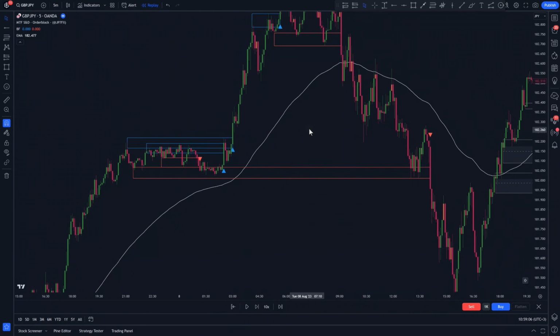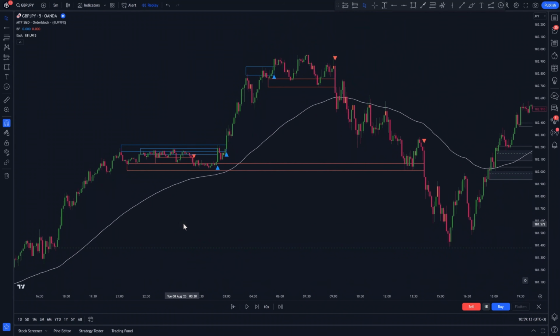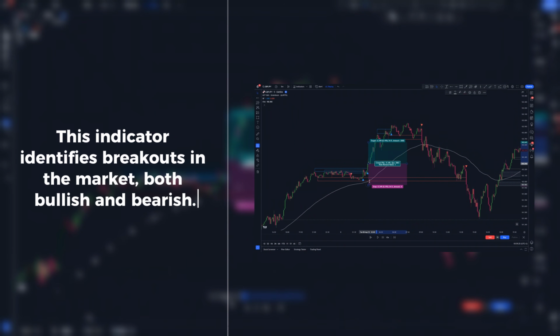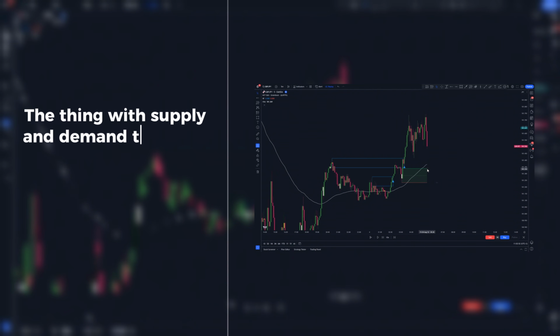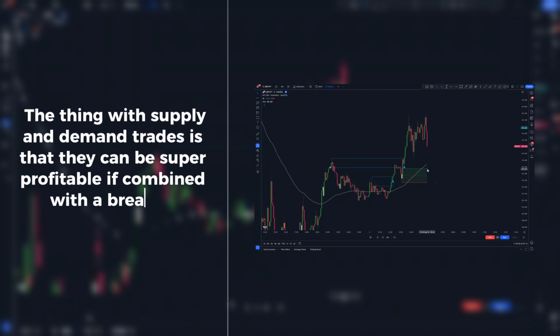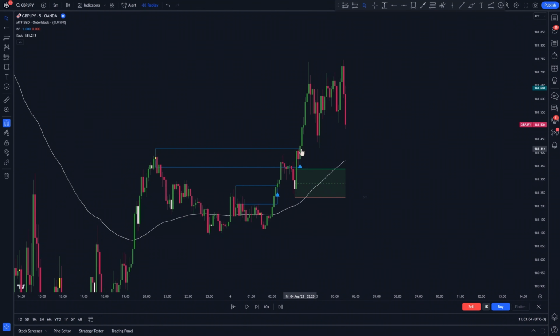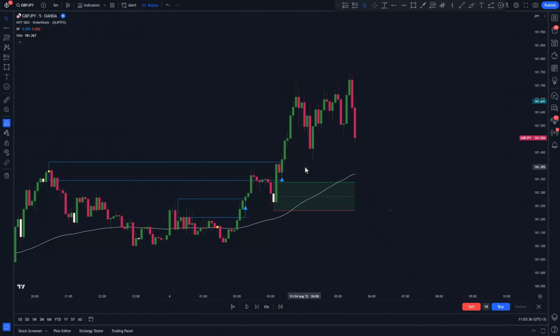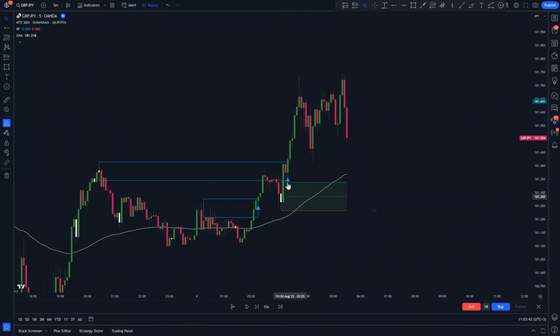Now, what about the breakout finder indicator? What are we going to use it for? Well, as the name suggests, this indicator identifies breakouts in the market, both bullish and bearish. You see, the thing with supply and demand trades is that they can be super profitable if combined with a break of structure. Here is what I mean. When you're looking to take a long trade based off of a demand zone, you naturally want a demand zone to be established and for the price to shoot up aggressively, solidifying that area as a demand zone. But what would make that demand zone even better is if on its way upwards, the price encounters a key market structure like a resistance zone and then breaks above it.